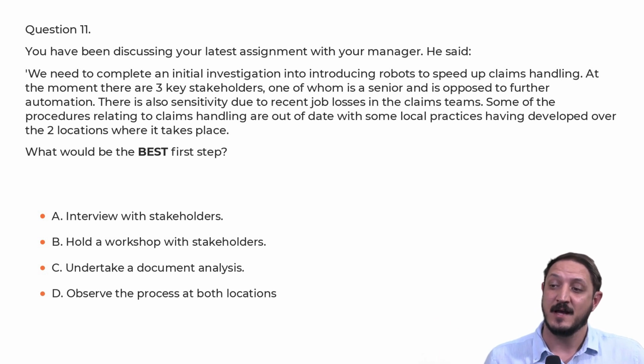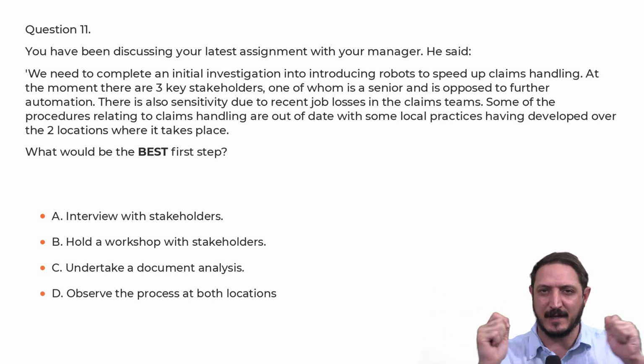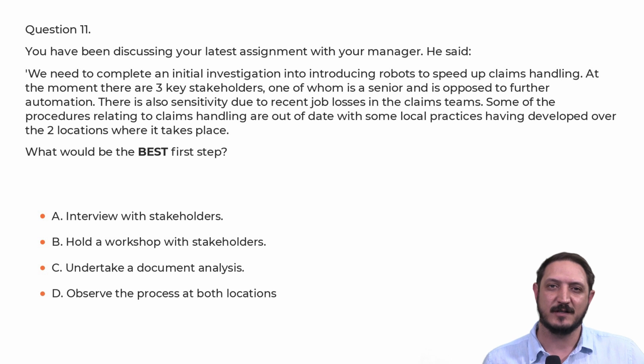And the next sentence says, at the moment, there are 3 key stakeholders, one of whom is a senior and opposed to further automation. So from this statement, first of all, we can see that there are only 3 stakeholders we need to carry out this investigation. So if we go through all the options, why would we need to hold a workshop, which takes a lot of planning to get a larger group of people and get all these activities set up in order to extract information from people? That would take a lot of planning and time. Why would we carry out a formal workshop if we've only got 3 stakeholders?